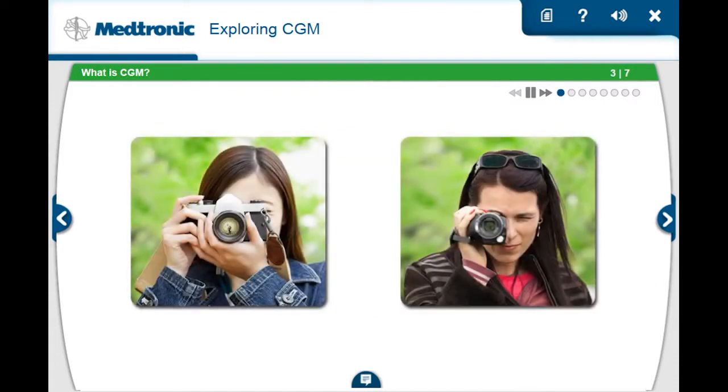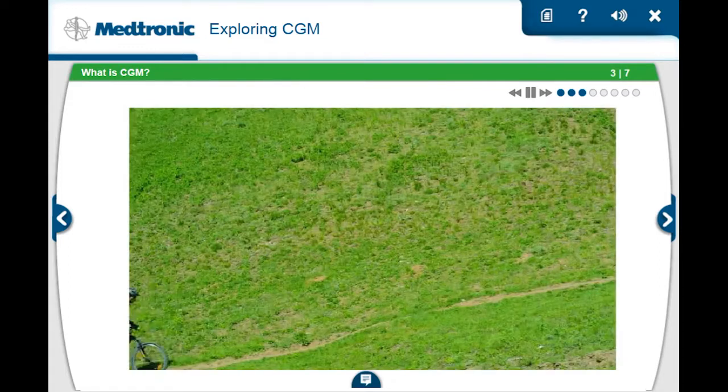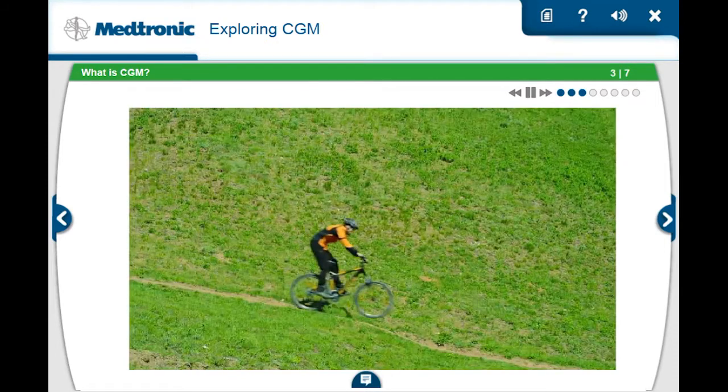Let's say there are two people watching a cyclist. One person is taking pictures with a camera, and the other's filming. When we look at the photos of the cyclist taken a few minutes apart, the photos show us where the cyclist was at the moment each photo was taken. However, we don't know what route he traveled or how quickly he rode. But when we watch the film, we can see that he actually rode uphill and coasted down quickly. This additional information is similar to what CGM provides.